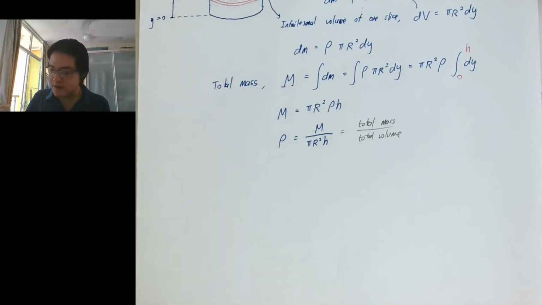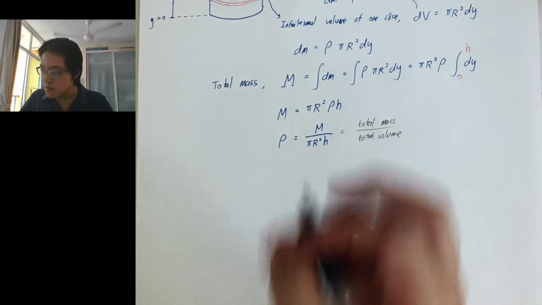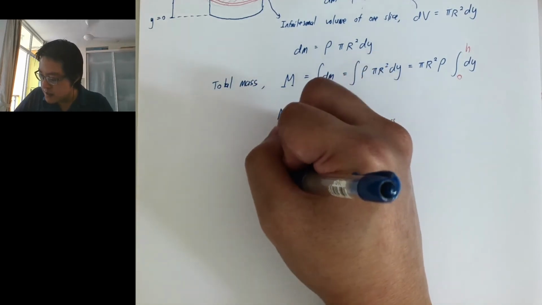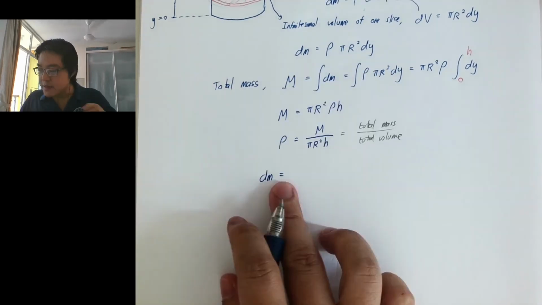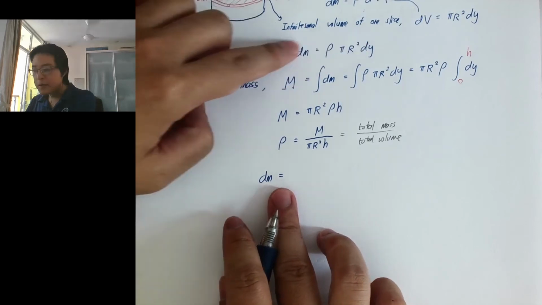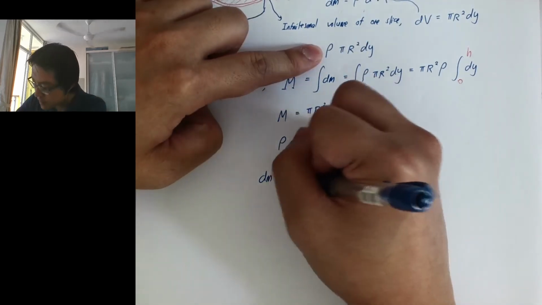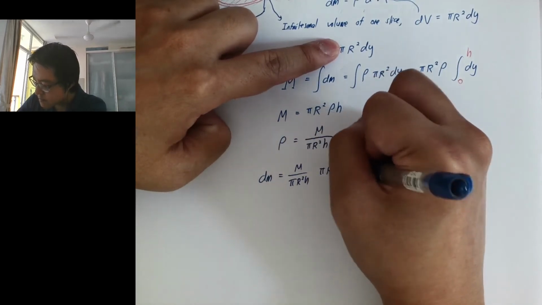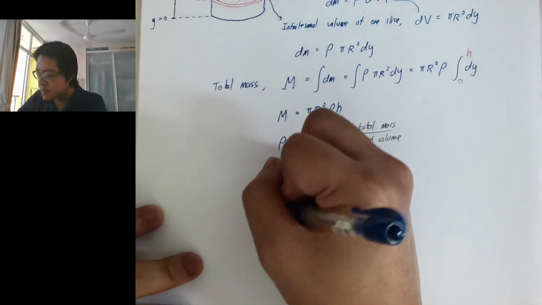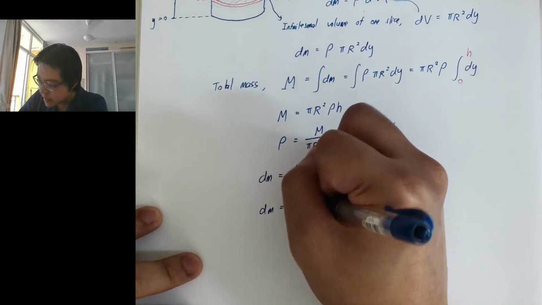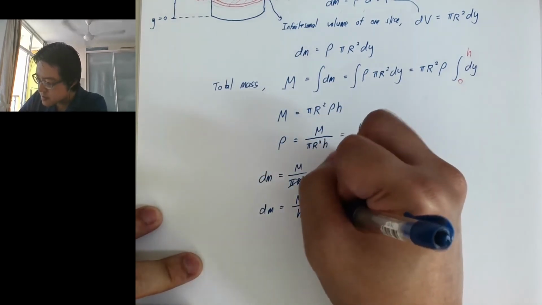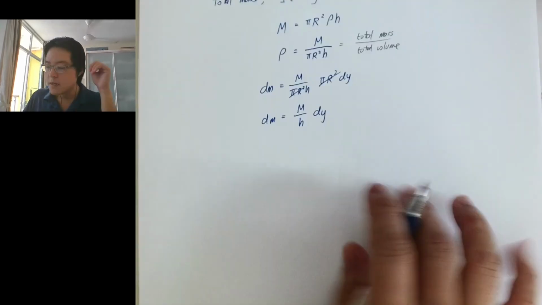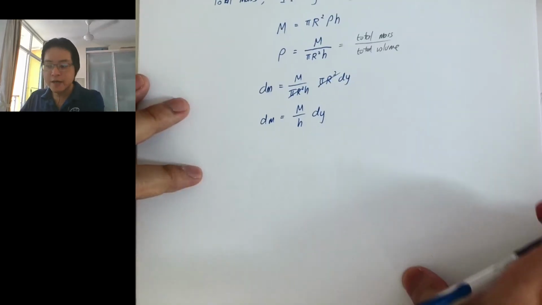So we got the rho now, right? And now since we got the rho, we can finally rewrite the proper expression for dm. dm is rho dy, and rho is m over pi r square h, times pi r square dy. Actually they cancel each other, so dm is just m over h dy, right? So we got this now, and now we can find the moment of inertia.